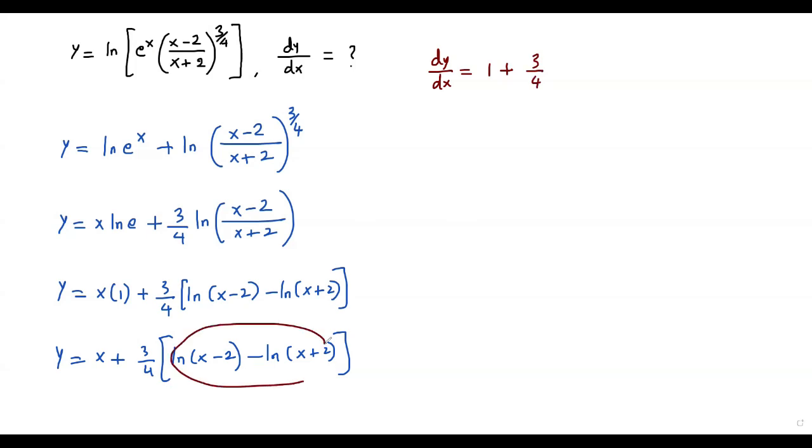Now I have to find the derivative of this variable part. So let's find the derivative of this first natural logarithm. Whenever I find the derivative of a natural logarithm, what I need is I have to write 1 in the numerator and in the denominator.